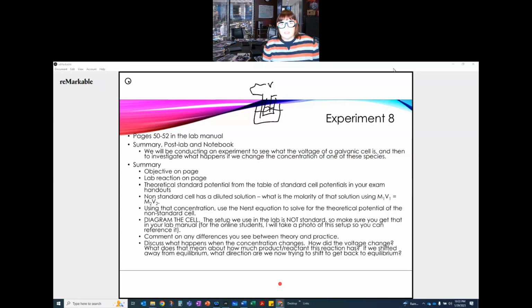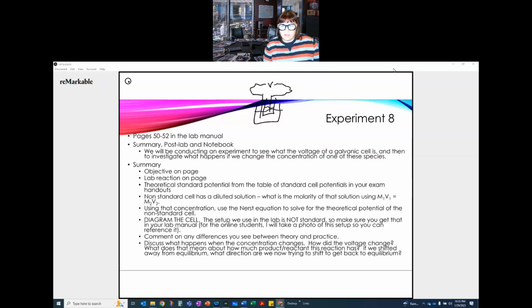Okay, and so you'll need to have a rough diagram of that, including all of the parts that are relevant. So concentrations, what's in those solutions, will need to be included. And that will need to be included for the standard cell as well as the concentrations. So it's not a standard setup. You need to make sure that you can deal with them.